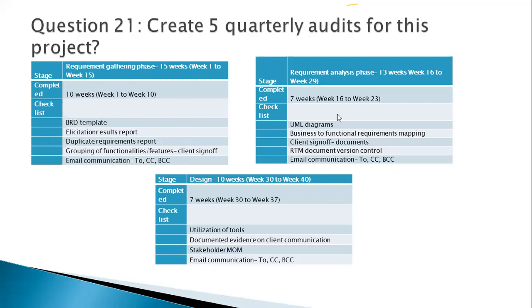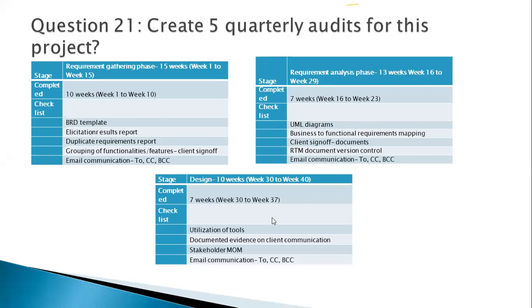Right? Going to the requirement analysis phase, again I said 13 weeks. Now, from the 15th week to the 29th week, I'll check, not from the first week again, because till 15 weeks we are in the requirement gathering phase. So the 16th week, it will start. Week 16 to week 29, out of which I said 7 weeks are completed. Again, what is a checklist? This is a checklist. UML diagrams, business to functional requirements mapping, client sign-off documents, RTM document, version control audit, email communication.